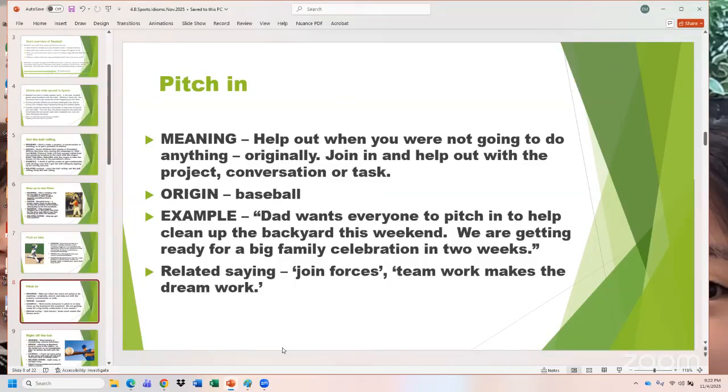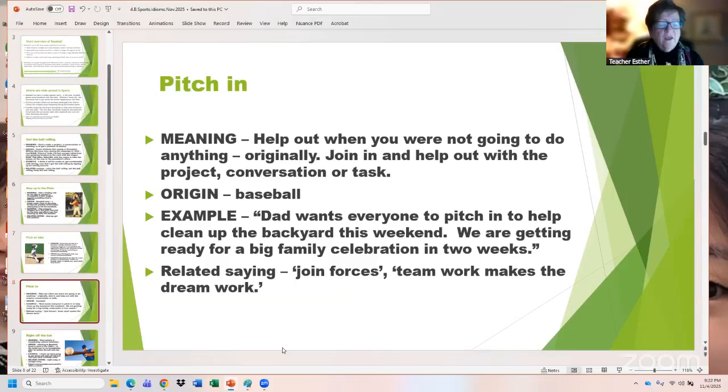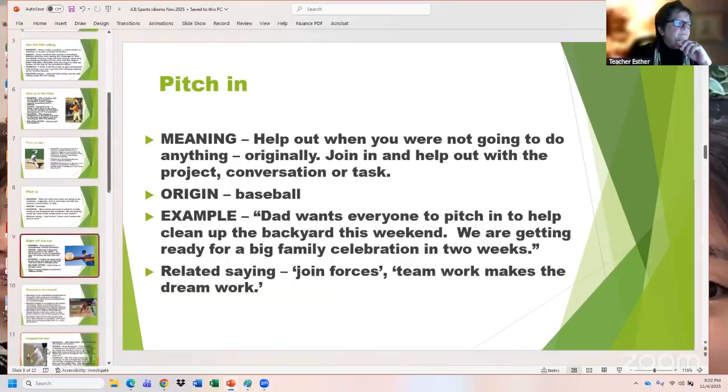Okay, so pitch in is part of getting together, or throwing our work together. If you want to use pitch as an action word, we're going to put all of our work together to get something done. All of our efforts come together.